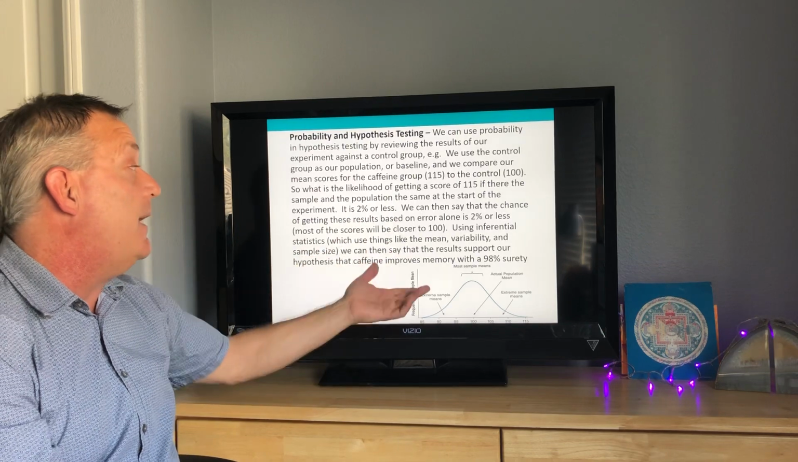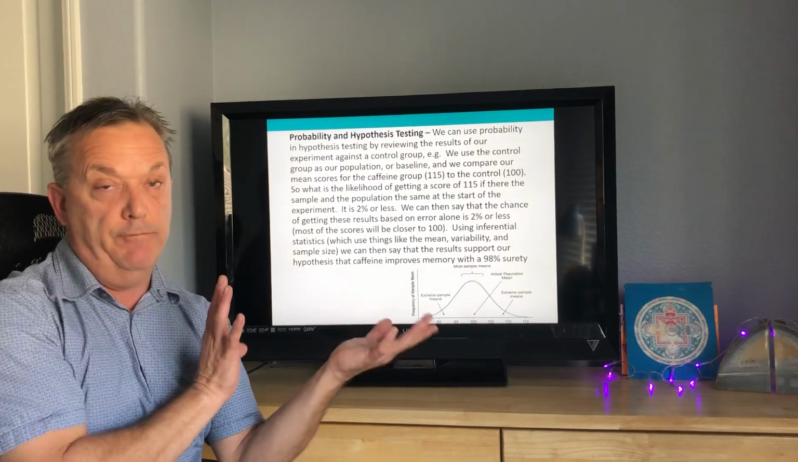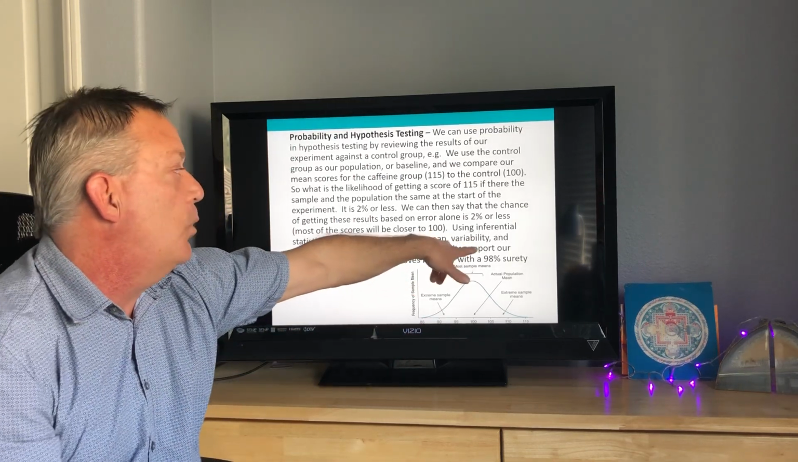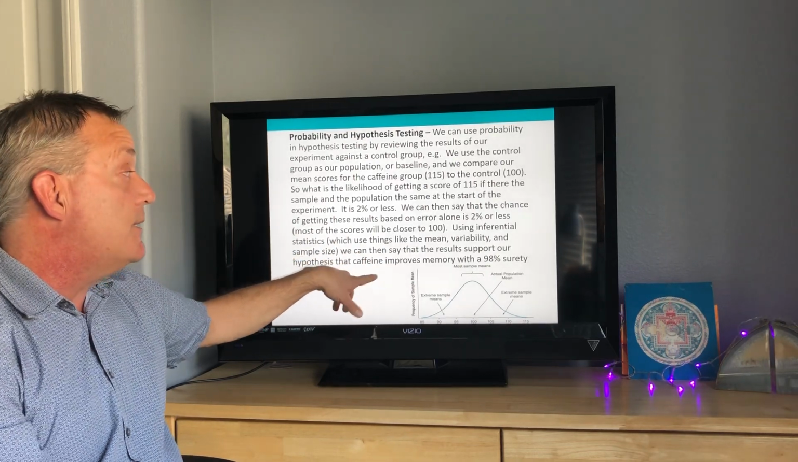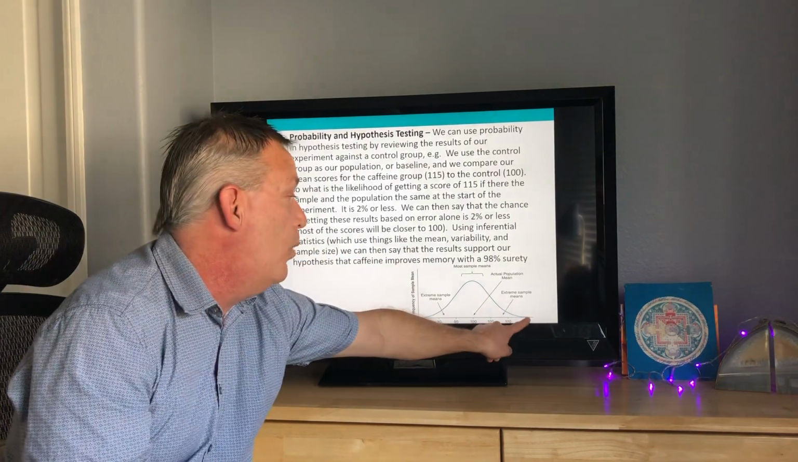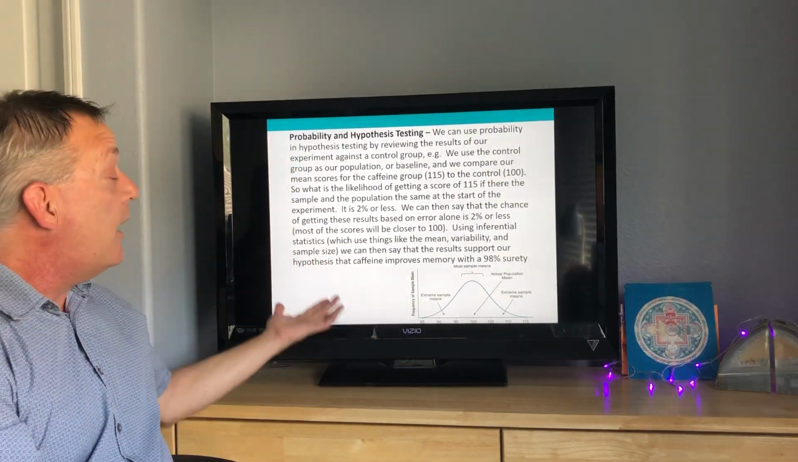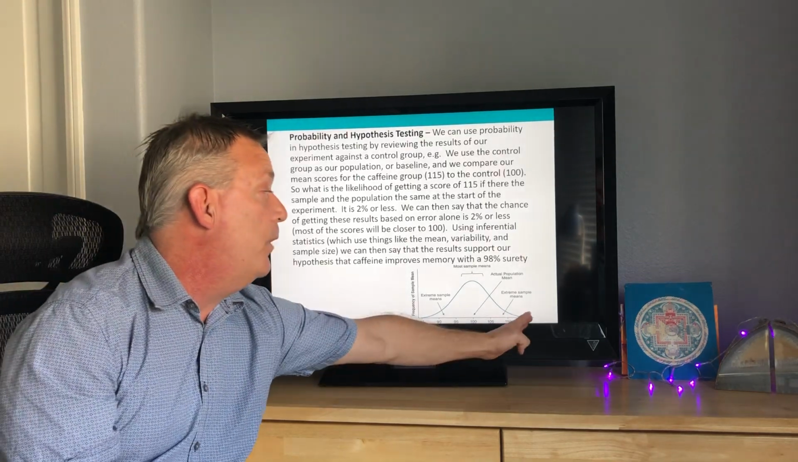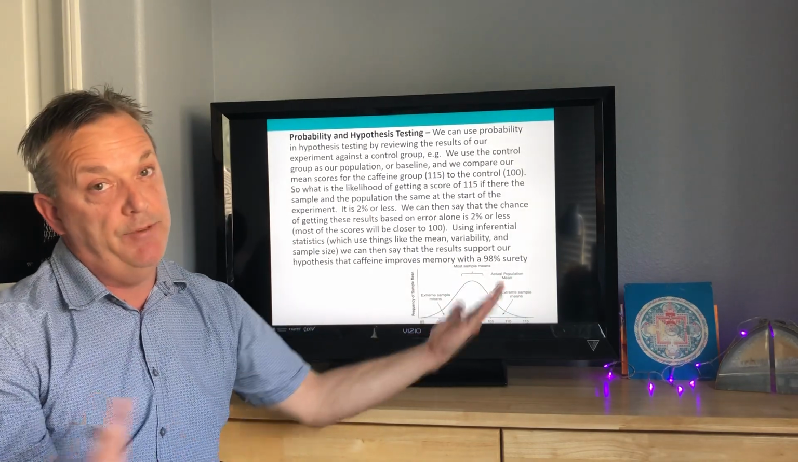We use things like the mean, variability, and sample size, which the first couple chapters kind of touched on, but your future chapters are going to talk more about the mean and variability. Did talk about sample size. We can then say that our results, that we got 115 for this group versus the control group, support our hypothesis that the caffeine improves memory, and with what? A 98% surety or a 2% chance of error.